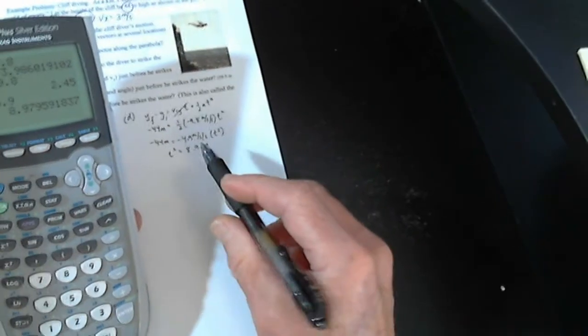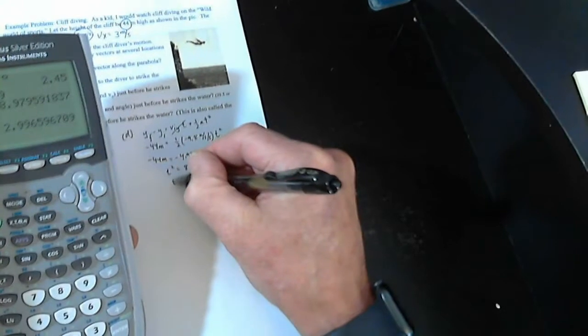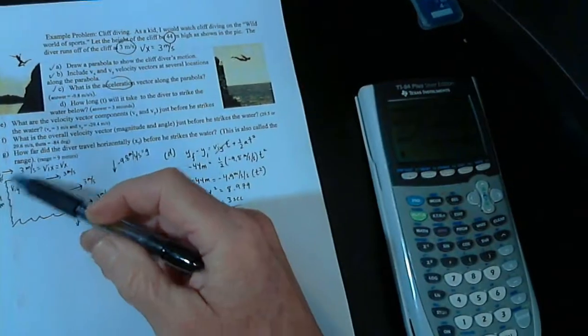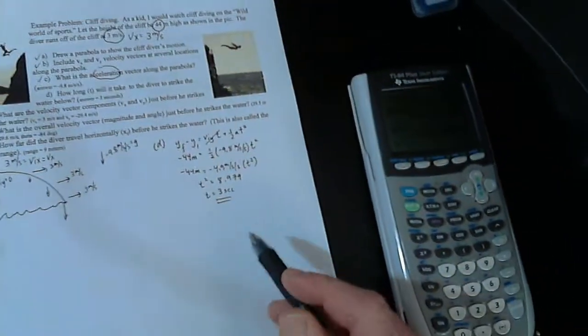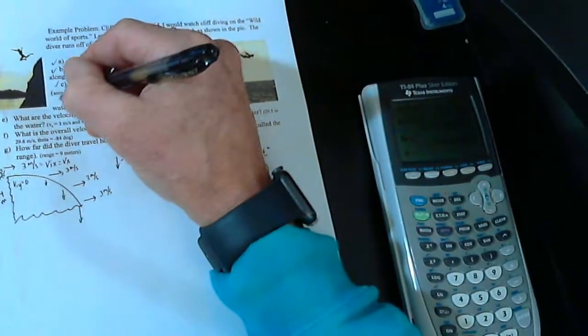And we want to then take a square root, so I'm going to take this to the half power. I'm going to get about 2.99, or the time is about 3 seconds. And that's the answer I gave you here, 3 seconds. So how long will it take the diver to reach the water? Well, that would be 3 seconds. Okay, so we've got this part.